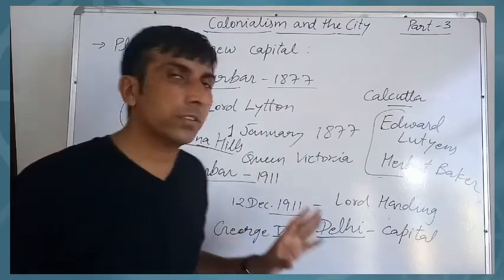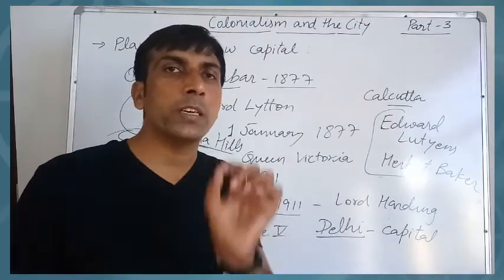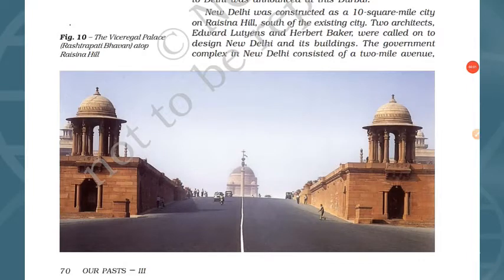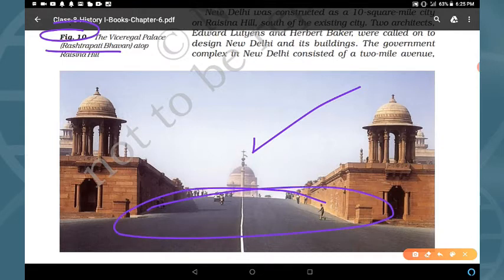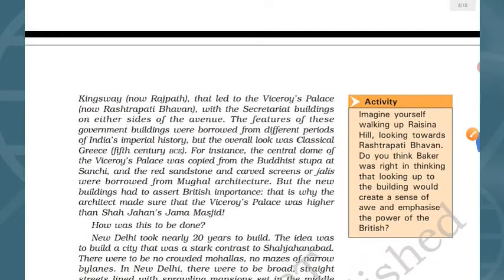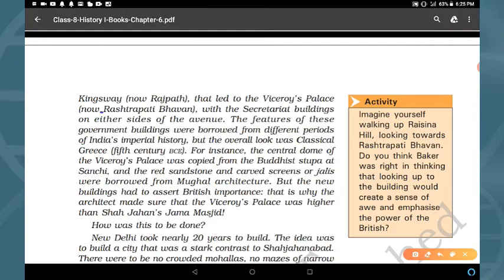So let's discuss the further development of Delhi with the text. Now, in figure 10, you can see the Viceregal Palace, known at this time as Rashtrapati Bhavan, atop Raisina Hill. This was a hill, and now it is covered with new buildings. The government complex in New Delhi consists of a 2-mile avenue, and the total area of the city was 10 square miles. Delhi Kingsway, now known as Rajpath, led to the Viceroy's Palace, now Rashtrapati Bhavan, with the secretariat buildings on either side of the avenue.